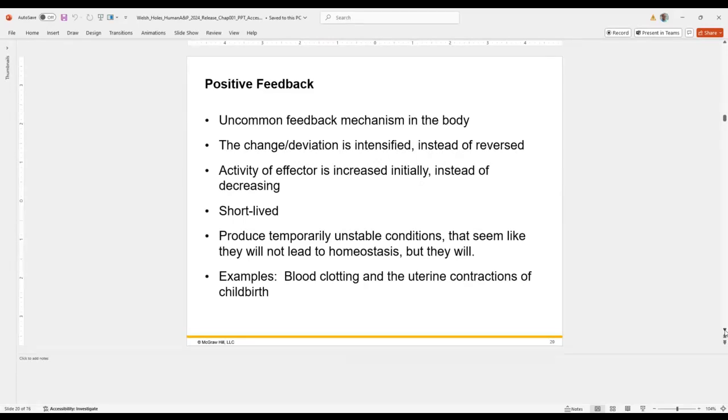Okay, positive feedback, it's the opposite. And there's only a couple of examples in the human body. It's uncommon, as I said. It's a change or deviation where it's intensified instead of reversed. And the activity of the effector is increased initially. Now, it usually does come back. It's short-lived. It produces temporary unstable conditions. Okay, examples, blood clotting or uterine contractions during childbirth.